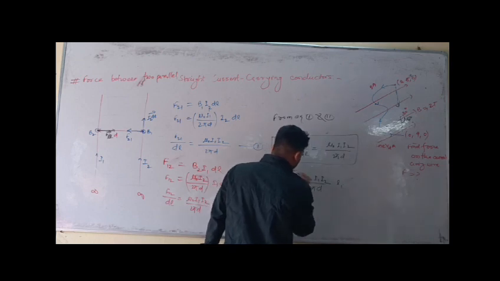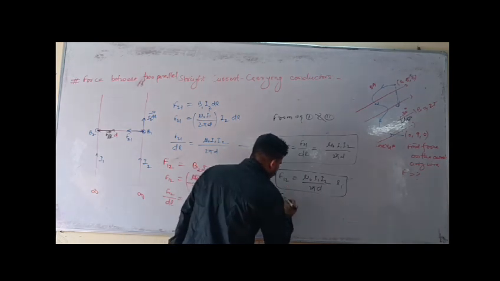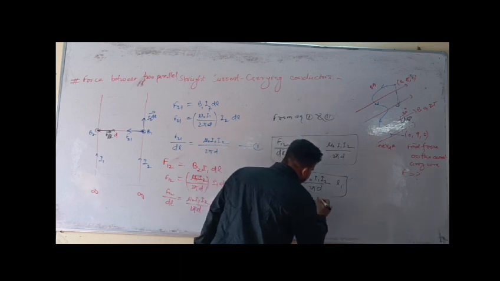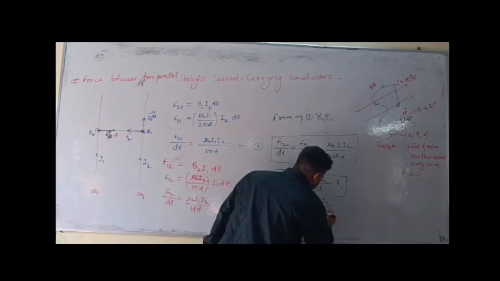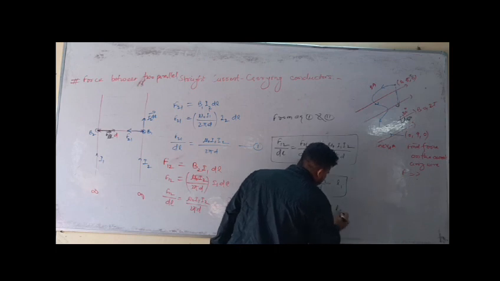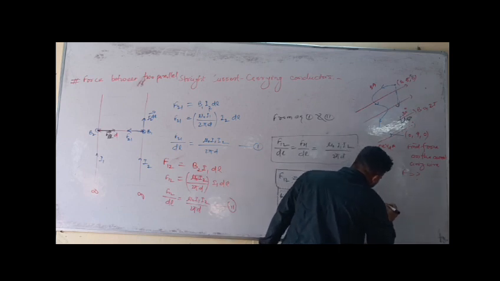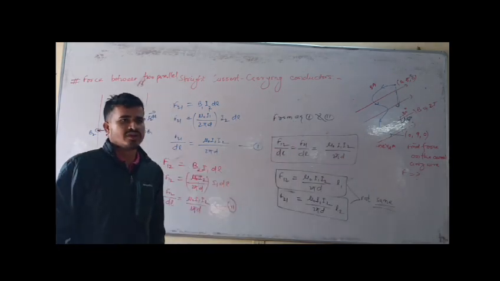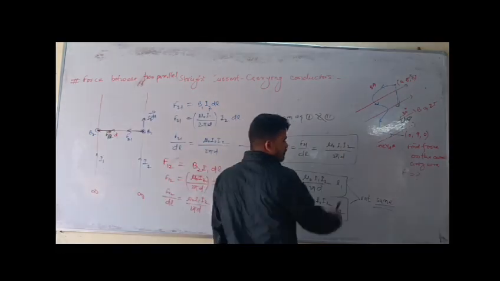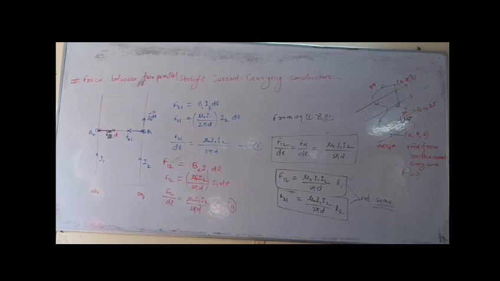What about F21, the force on 2 due to 1? This will be the same mu naught I1 I2 upon 2 pi d, multiplied by L2. This quantity is the same, but the forces are not the same. But the force per unit length is the same. Clear now? Remember this. Don't get confused. Okay, copy this.